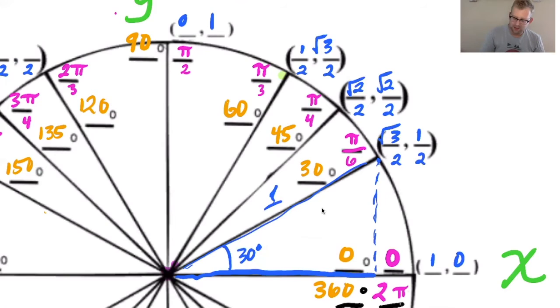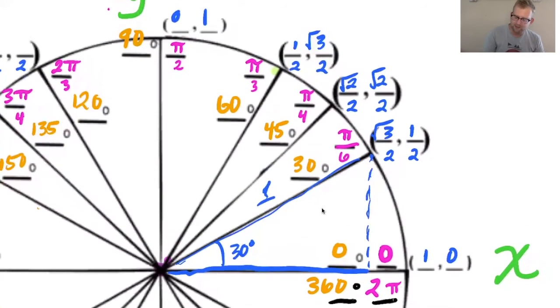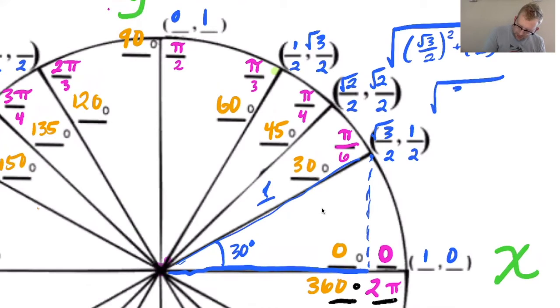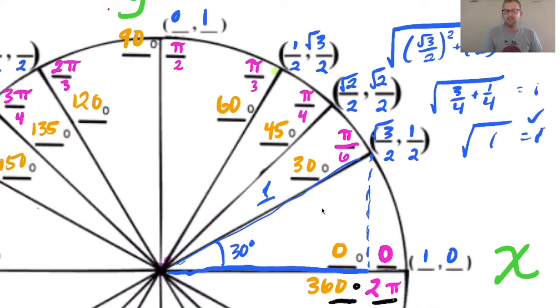So you can come over here and say, all right, well, I remember Pythagorean's theorem. I could square both of these coordinates and the result should be a 1. So I would get 3/4 plus 1/4 is equal to 1. And then, you know, 3/4 plus 1/4 is 1. So there's the justification of that.